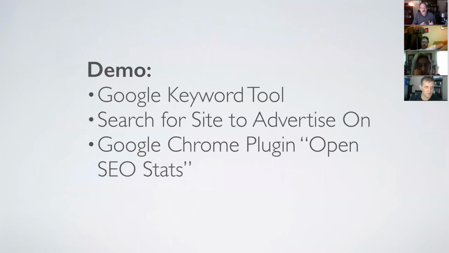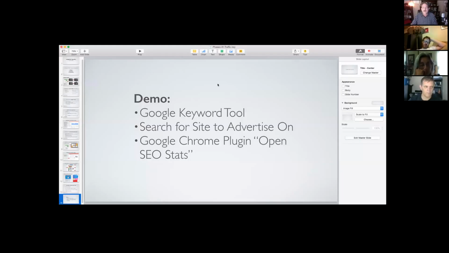So I'm going to go through it. I'm going to demo a couple things. The keyword tool for sure. Show you the advertising on buysellads.com and show you a plugin. I use Google Chrome, okay? So let me exit out of here and let me just share a different screen. Share a new window and go back to, let's see, it's desktop right here, okay?